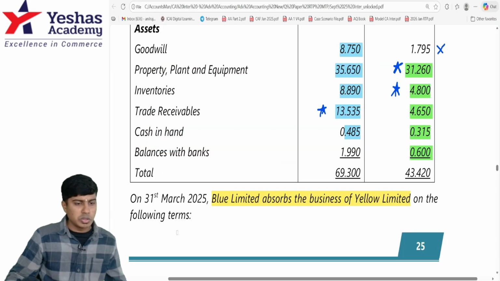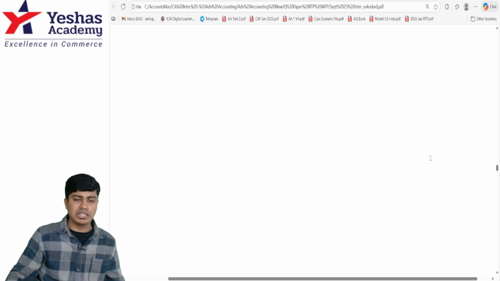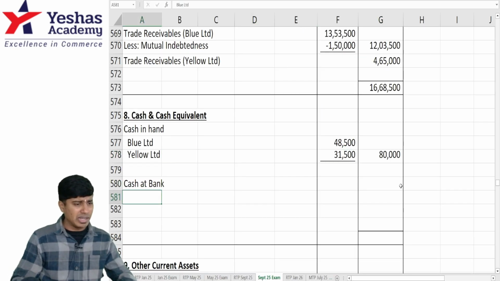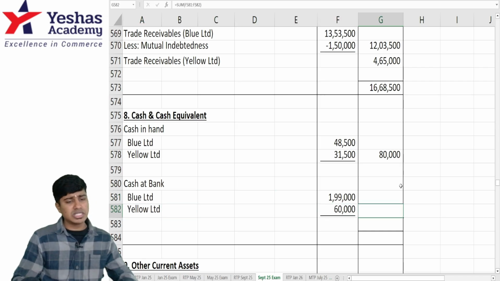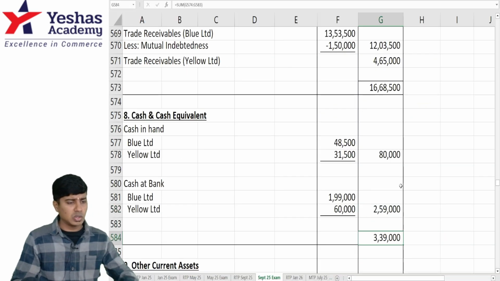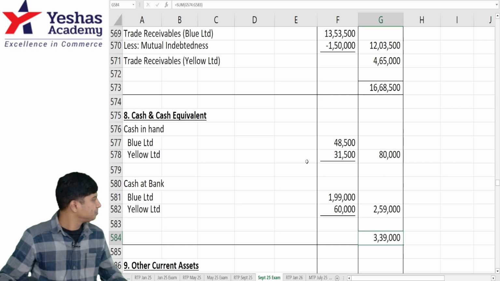And I'll also go to balance with bank. 19,900 our bank balance, 60,000 their bank balance. No adjustment. Literally write bank: Blue 1 lakh 99, Yellow 60, together 2 lakh 59,000. Take the total, 3 lakh 39.